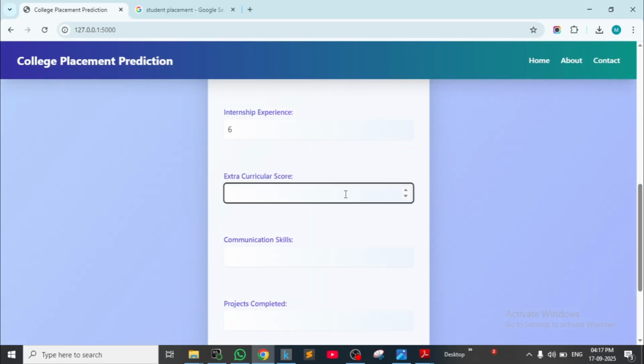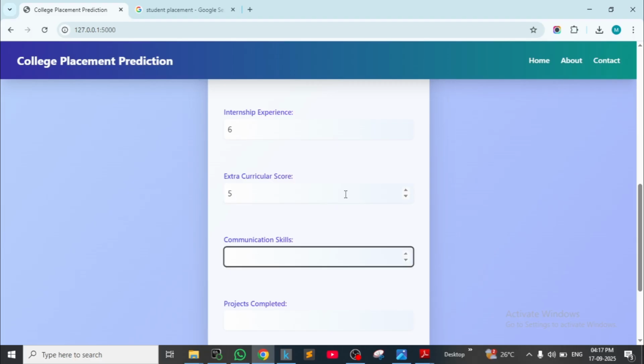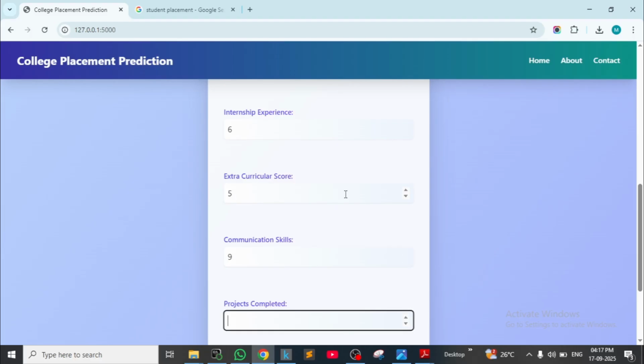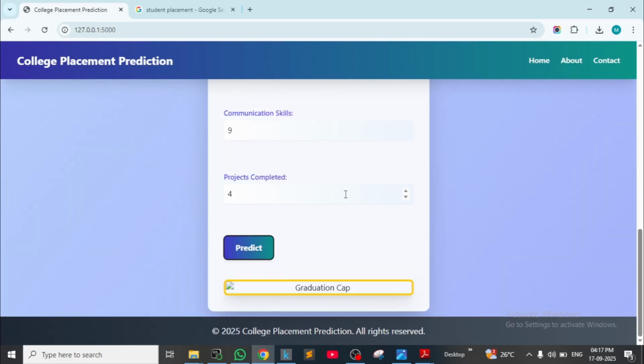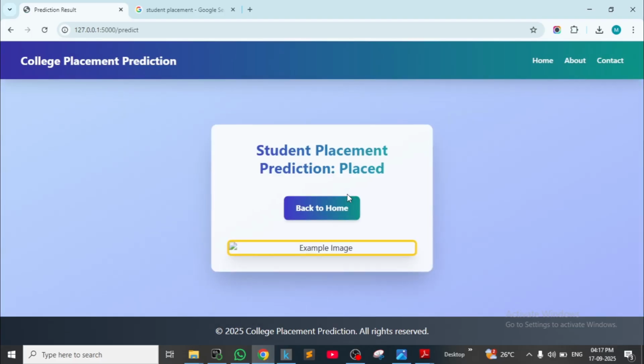Next, extracurricular score as 5. Next, communication skill as 9. Next, projects completed, nearly 4 projects. Next, predict the result. Okay, we'll get the result. See, the student placement prediction is: placed. The result we got is placed.